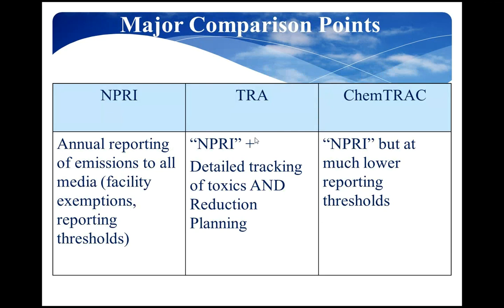So if we look at, in particular, the last three programs, I say three, I'm kind of grouping OREG 127 with NPRI here. You can see how the different programs compare to each other. So NPRI is annual emissions reporting to all media, whereas TRA is the same information from NPRI, but then also detailed tracking through the facility and reduction planning. And then ChemTRAC is NPRI, but with much lower reporting thresholds for certain chemicals.